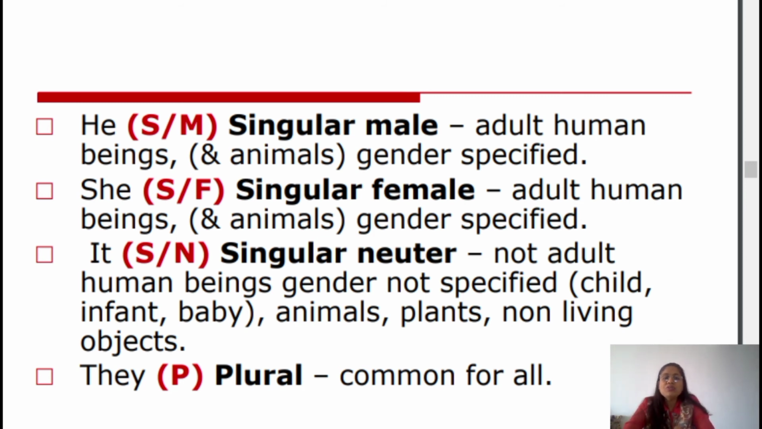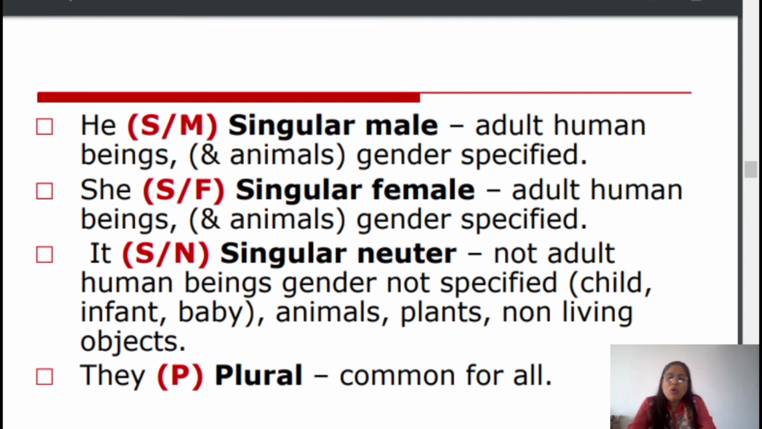The explanation of neuter gender is not adult human beings, gender not specified. For example, child, infant or baby. They are small human beings, but we do not know if a child or an infant or a baby is a girl or boy. In that case, we make use of it to replace these nouns. We make use of it for animals if the gender is not specified. We make use of it to replace plants or all other non-living objects. They is a common plural for all of them.